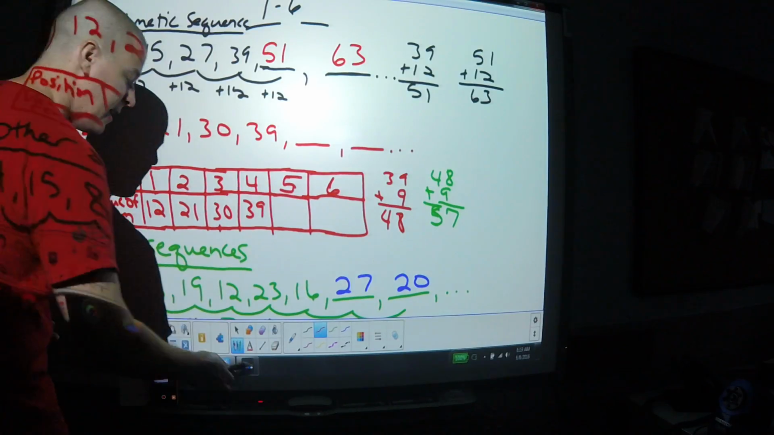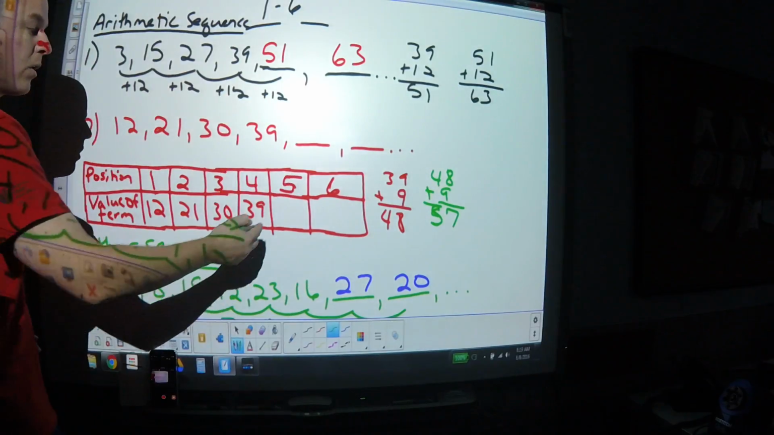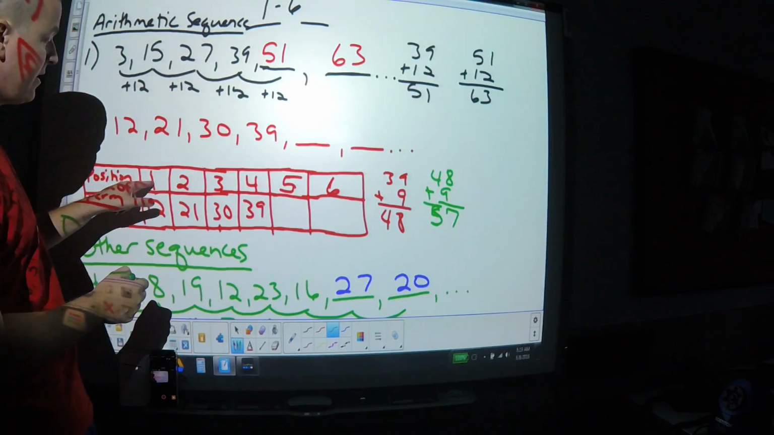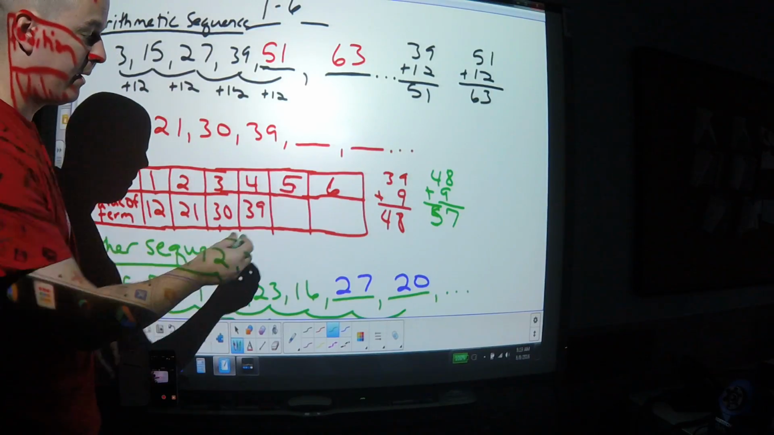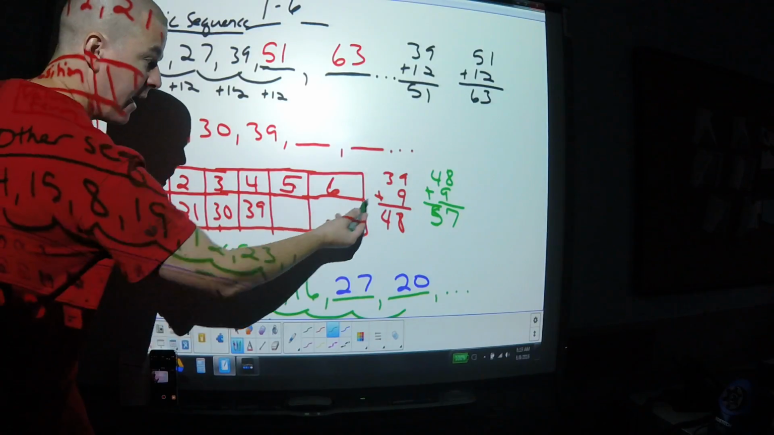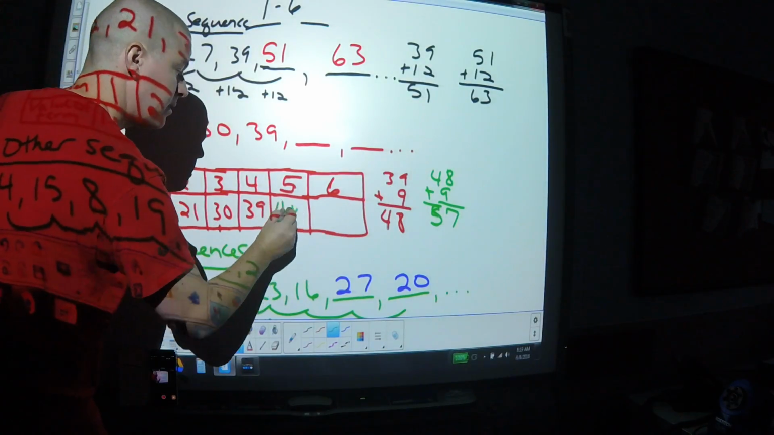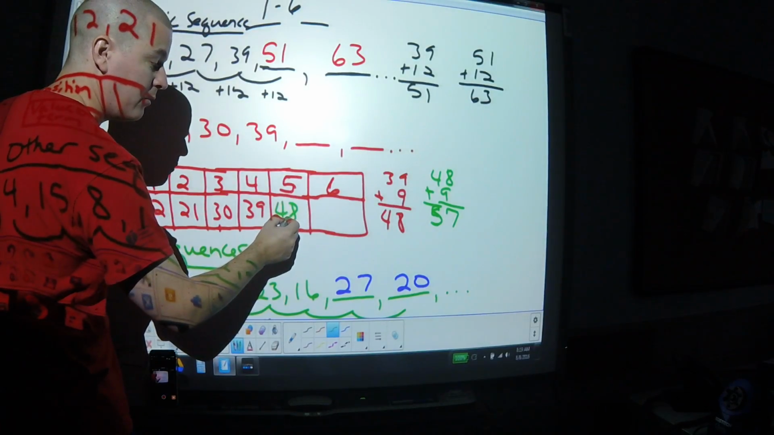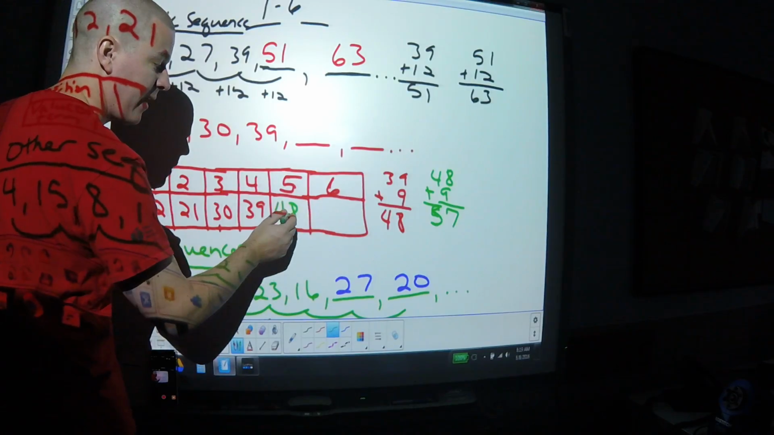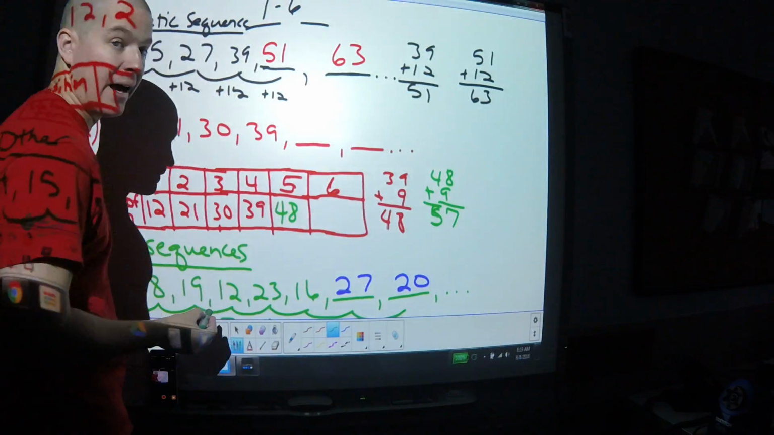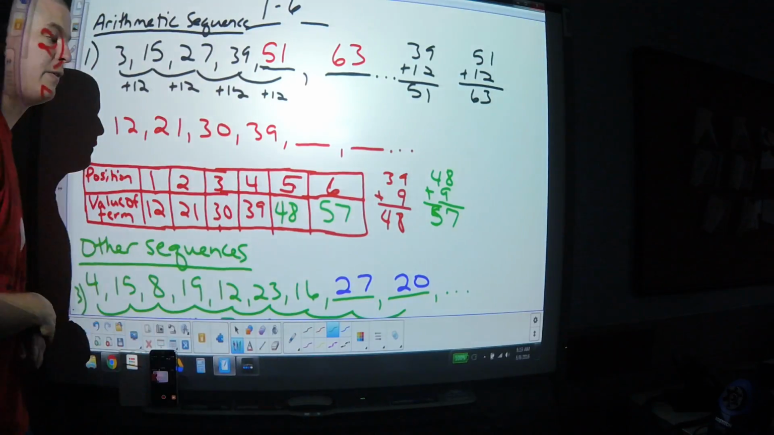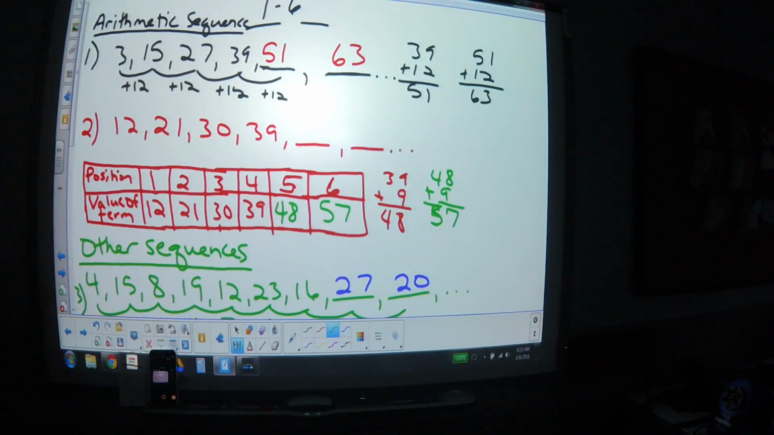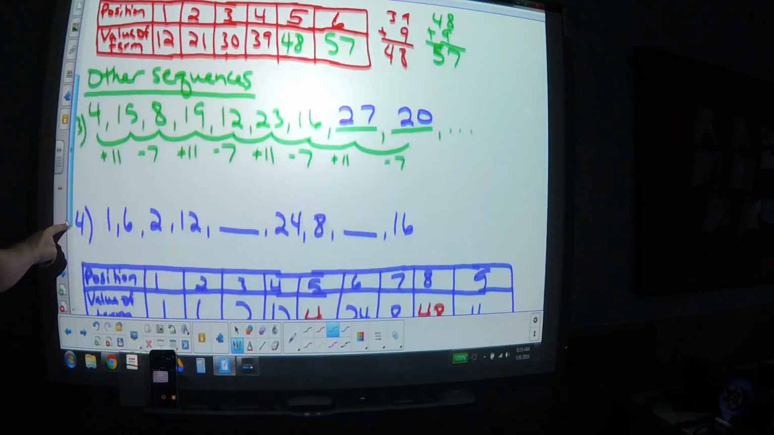So now I need to see if it works for the fifth, or what the fifth and the sixth term values are. So remember that this is the term, fifth term, this is the value. So 39 plus 9 gives me 48. So now that I have the fifth term's value, 48, I need to find the sixth term's value. So I take 48 plus 9, which gives me 57. So that is the answer. That's the term's value. Okay, the fifth and sixth term, which was what we were looking for.